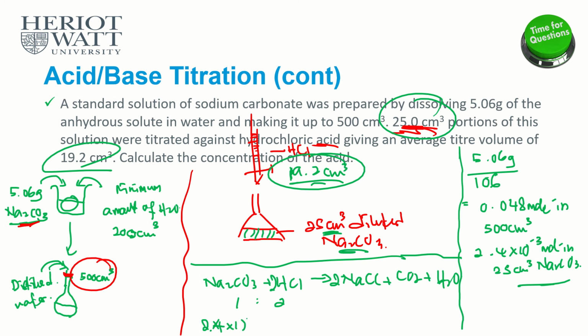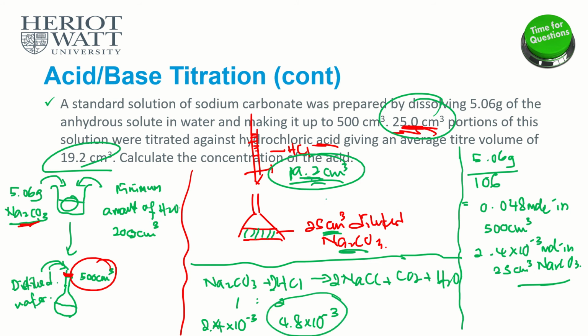2.4 times 10 to the power negative 3. So that is the mole of sodium carbonate. And what's the mole of HCl? Based on the balanced equation, you need to multiply by 2. Then you get 4.8 times 10 to the power negative 3. So we got the mole of HCl now. And what else do we have? We have the volume of HCl, 19.2.